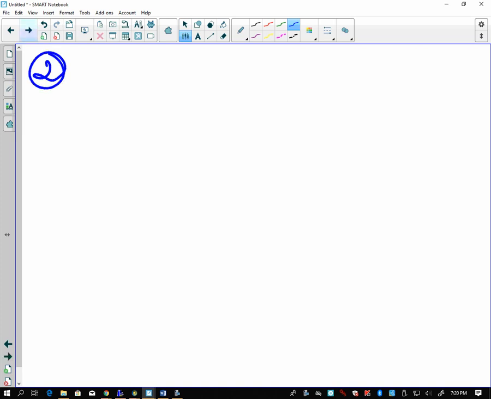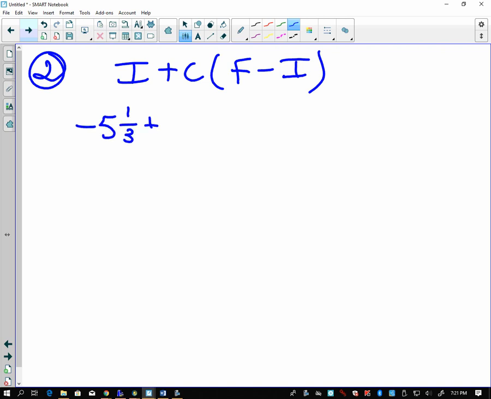Number 2, find the number that is 2/3 of the way from negative 5 1/3 to 9 2/3. You've seen a lot of these lately in your homework. Initial plus change times final minus initial, I believe, is our formula. Our initial number is negative 5 1/3. Our change is 2/3. Our final was 9 2/3 minus negative 5 1/3.